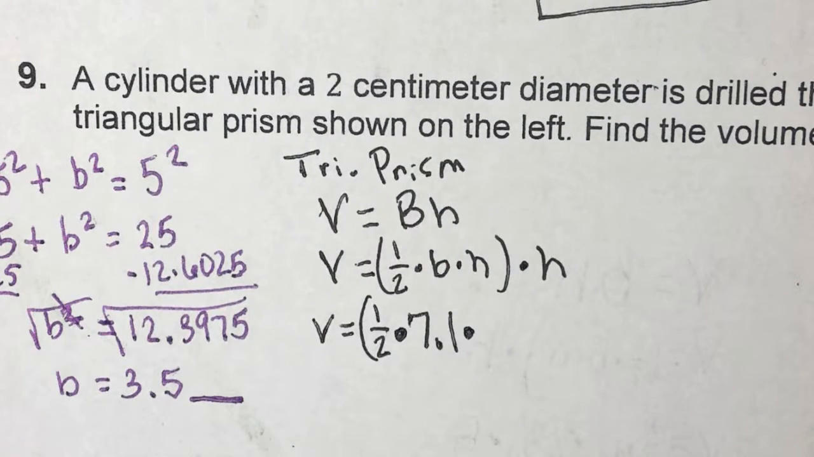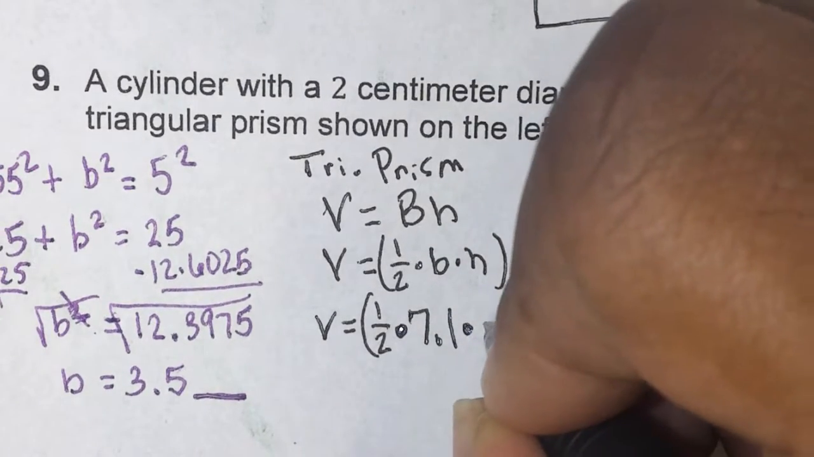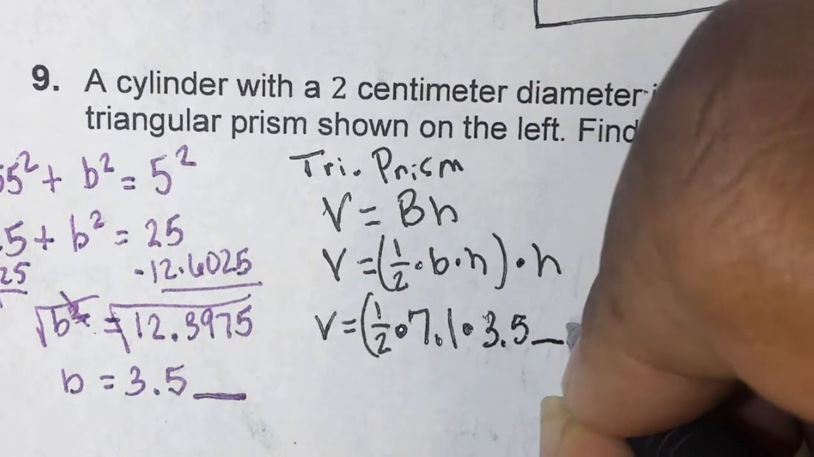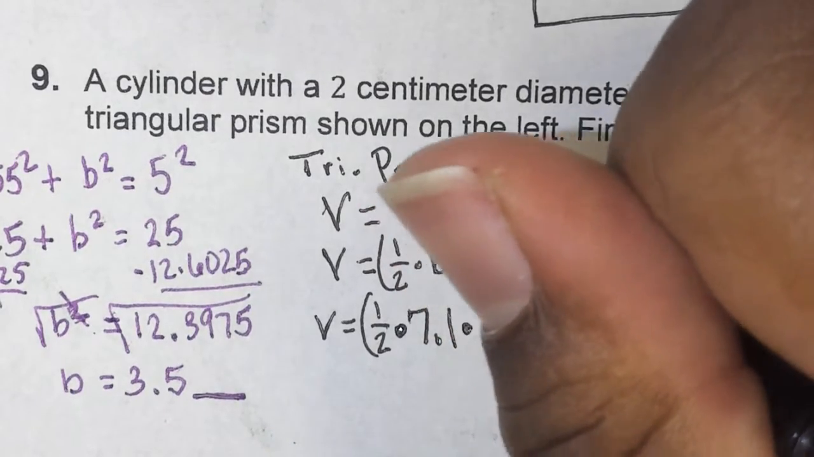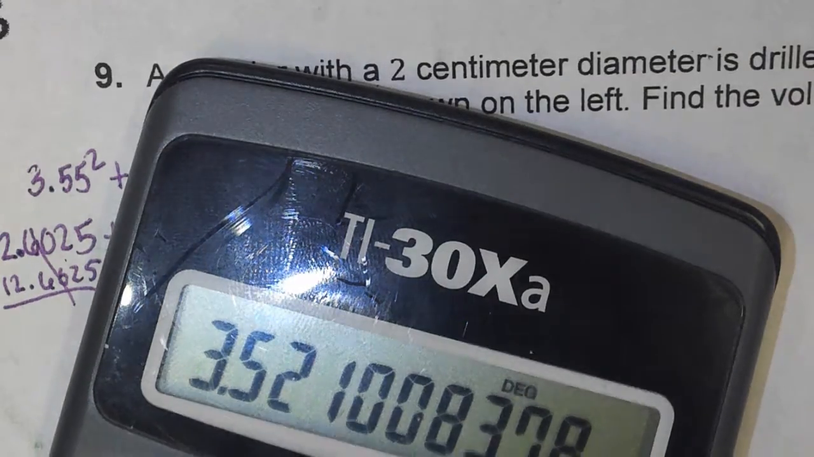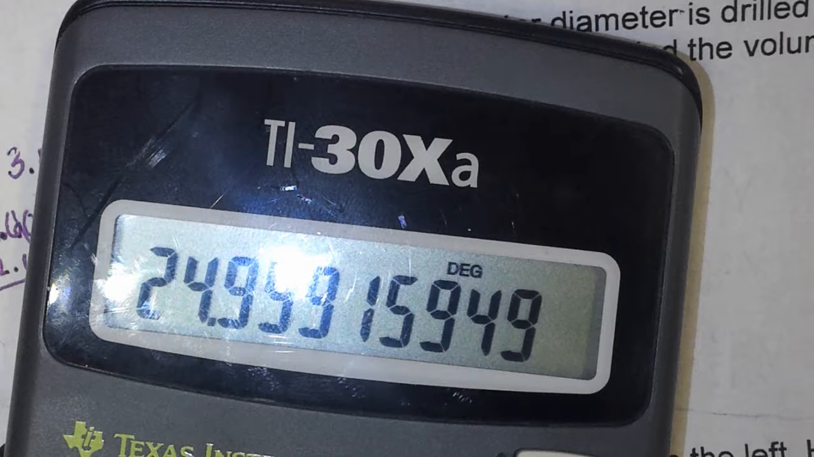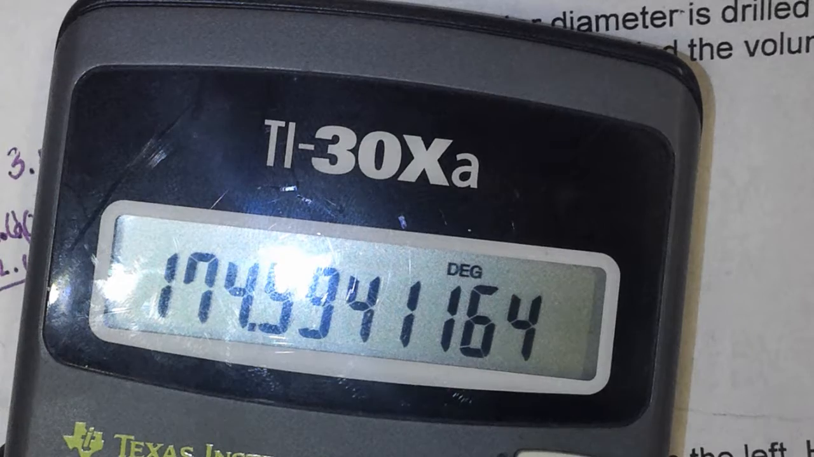A lot of people said 3.5. And then our height is going to be that decimal we just found. Not repeating, but a long decimal. Times the height of our actual figure, which is what? 14. So you already got that decimal in the calculator. So we're going to use it. So that decimal times 7.1, I do times 0.5, and then times 14. That's what I got.